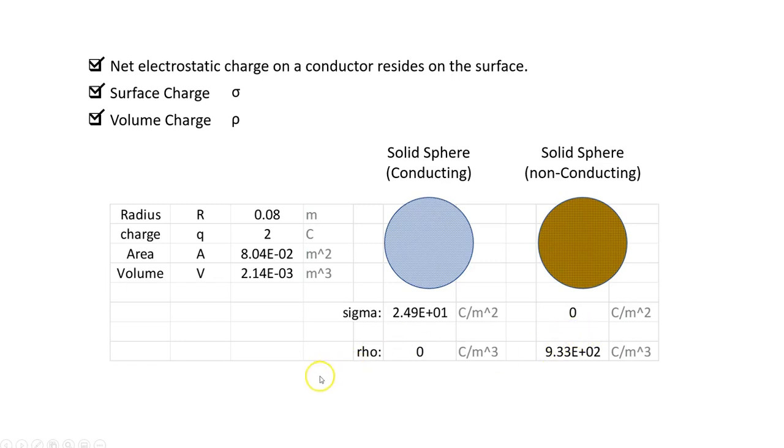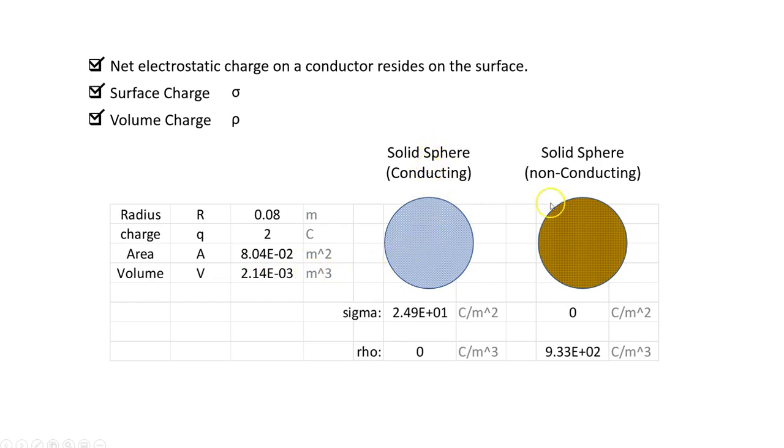Now, just to look at some calculations with densities. So this is the point that net electrostatic charge on a conductor resides on the surface. I have two spheres, identical in terms of geometry, solid spheres, radius 8 centimeters, 0.08 meters, charge 2 coulombs. And here I've calculated the surface area of the sphere, 4 pi r squared, and the volume, 4/3 pi r cubed, right? So I have area and volume in square meters and cubic meters.